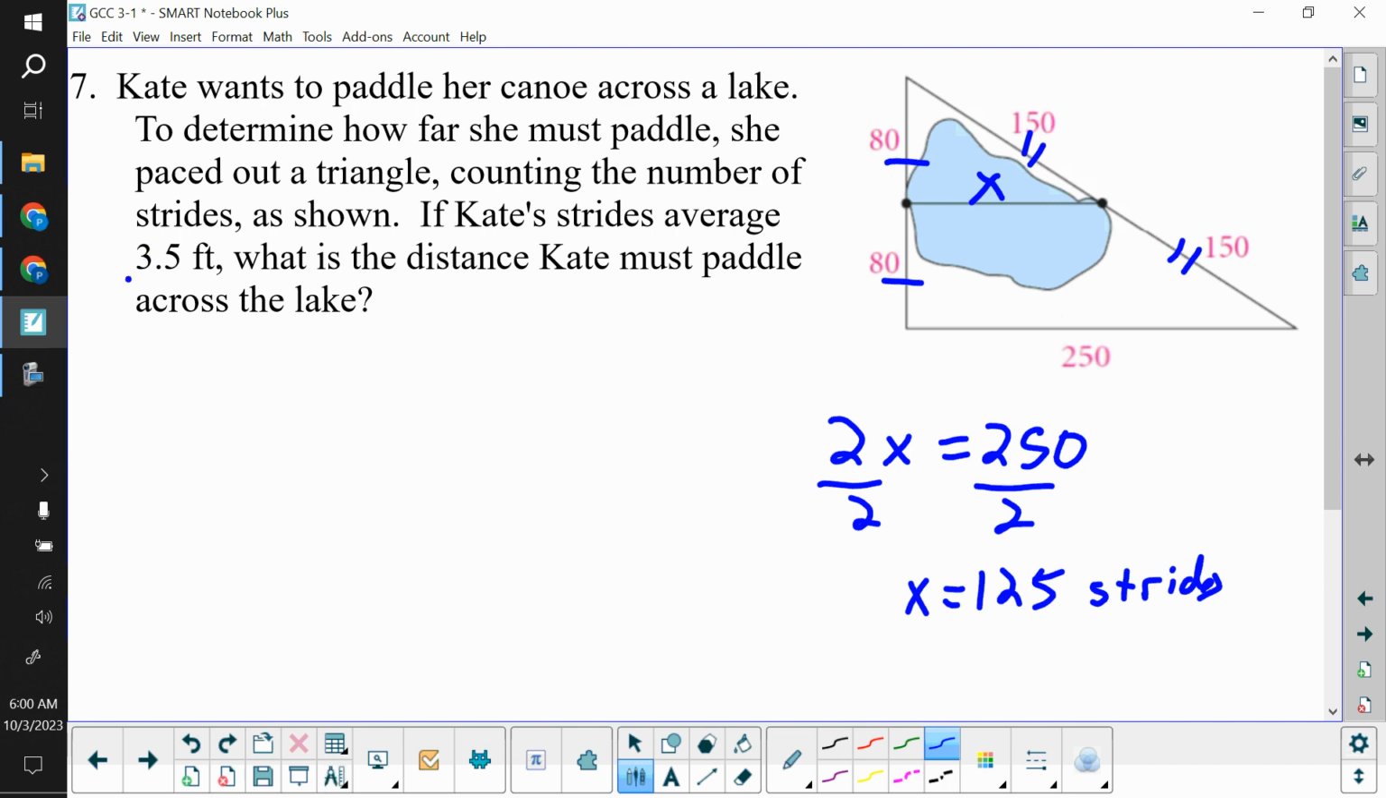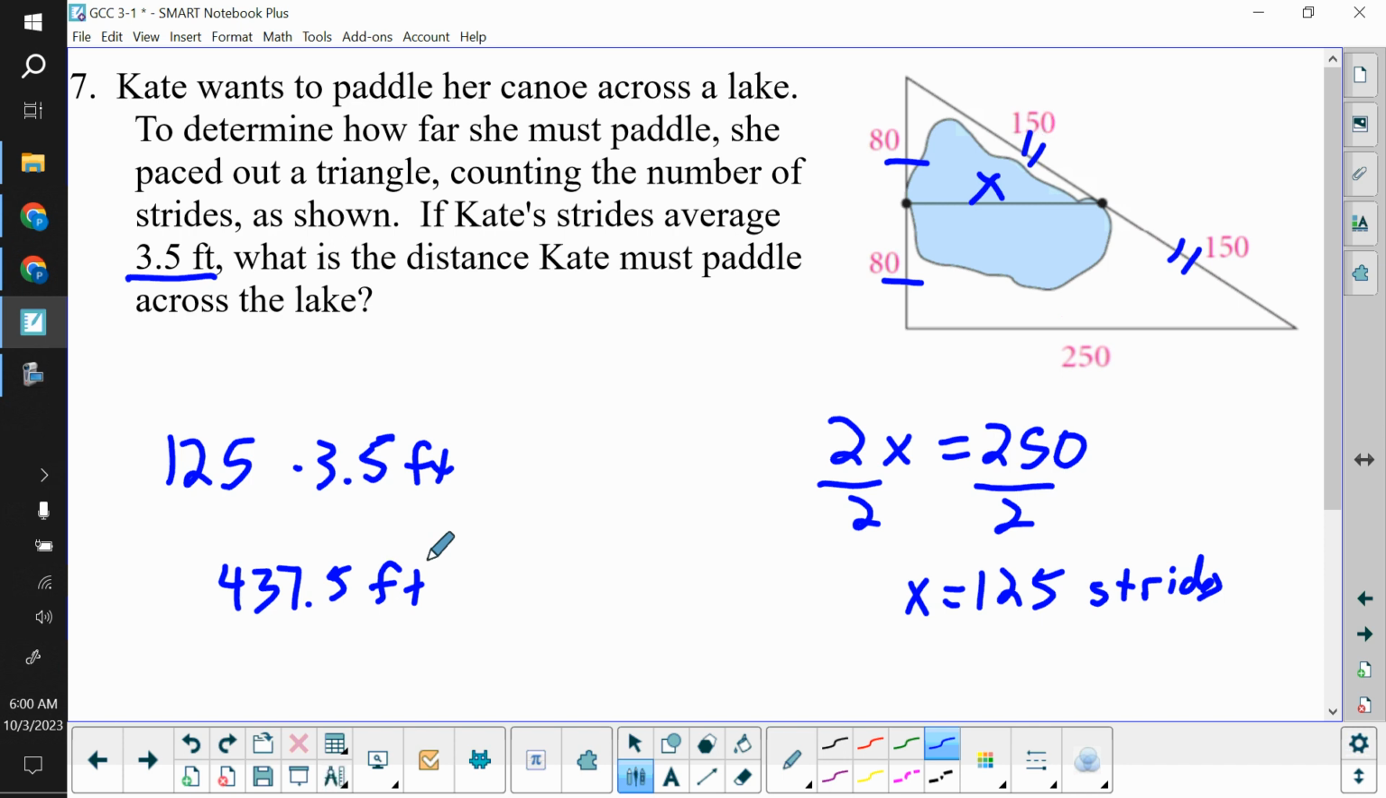Well, each stride is 3.5 feet. So we can just do 125 strides times 3.5 feet, and that'll tell us the total distance across. So we would end up with 437.5 feet.